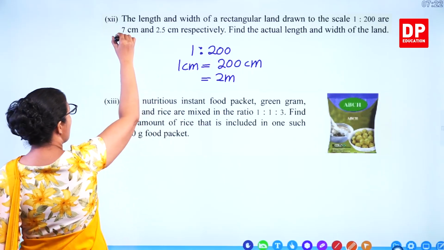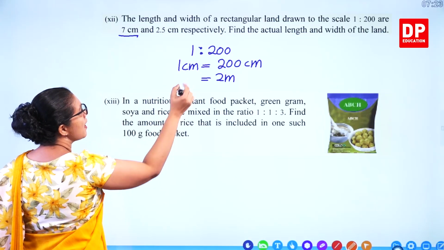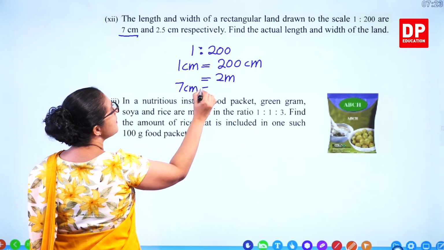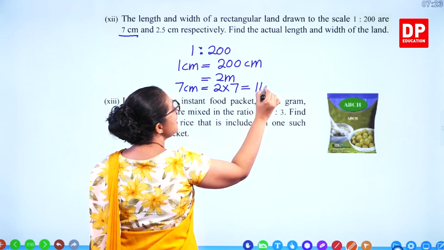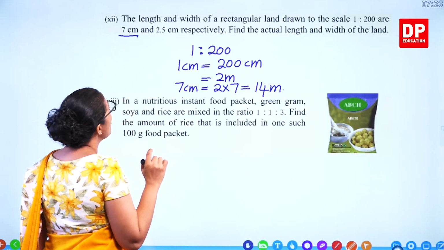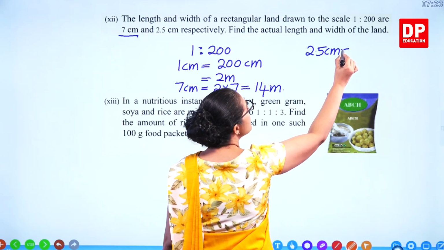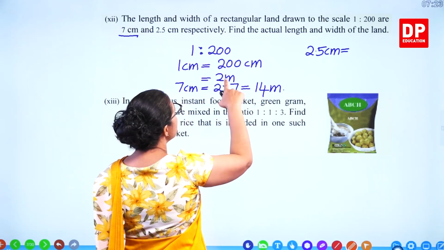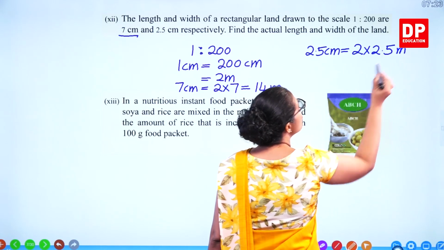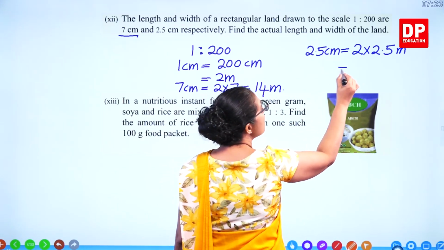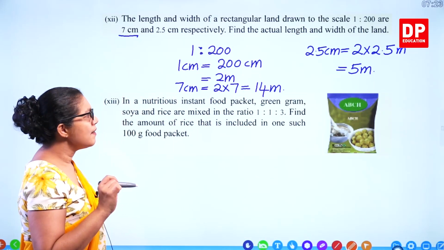Now, if the map length is 7 centimeters, what's the actual length? 1 becomes 7. So that means you have to multiply this by 7. 7 times 2, you get 14 meters. What about 2.5 centimeters then? 2.5 centimeters means you have to multiply this one. That means 2 meters into 2.5. So what's the answer? 2 times 2.5 is 5 meters. So the actual lengths are 14 meters and 5 meters.